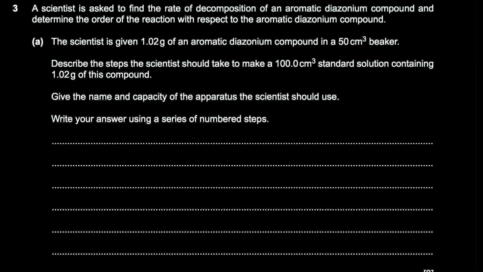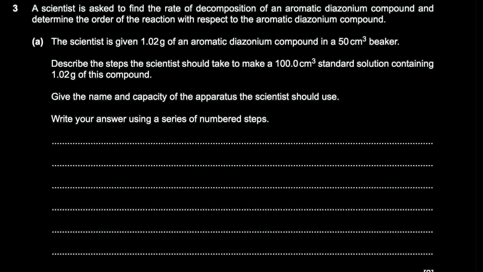So here we have question number 3, which says a scientist is asked to find the rate of decomposition of an aromatic diazonium compound and determine the order of the reaction with respect to the aromatic diazonium compound. Part A says the scientist is given 1.02 grams of an aromatic diazonium compound in a 50 cm3 beaker. Describe the steps the scientist should take to make a 100 cm3 standard solution containing 1.02 grams of this compound. Give the name and capacity of the apparatus the scientist should use. Write your answer using a series of numbered steps.